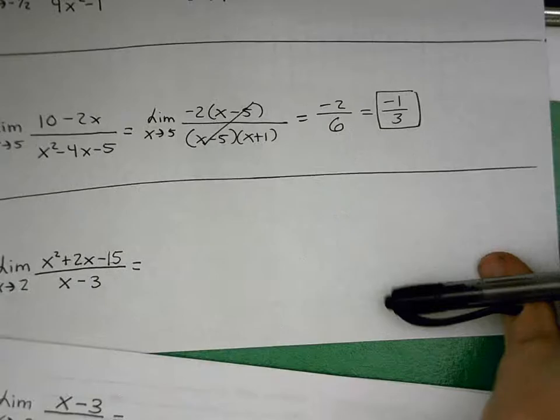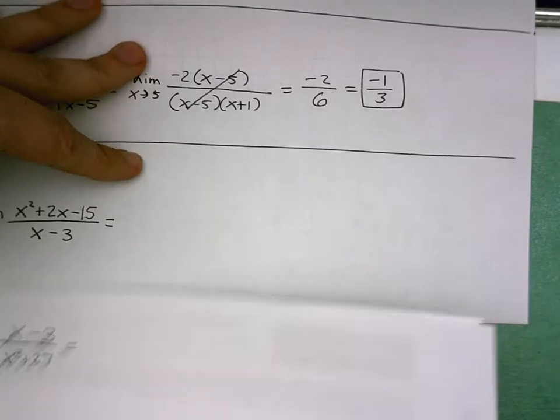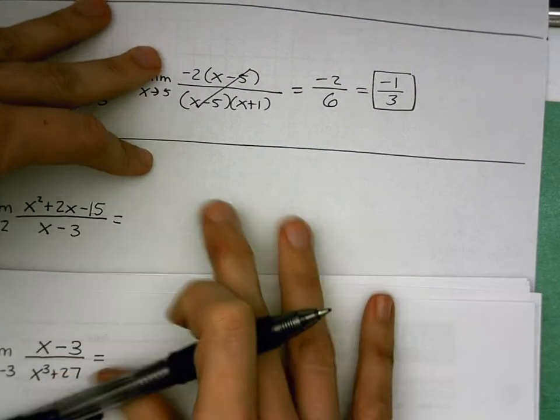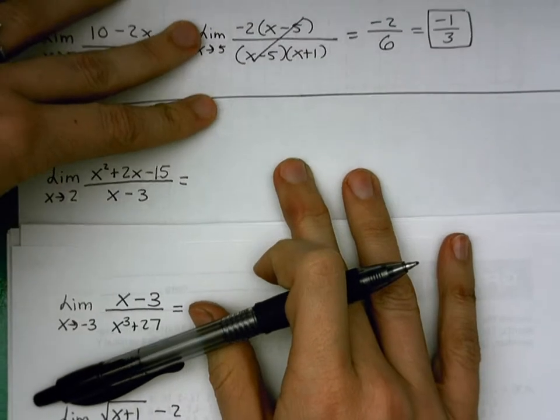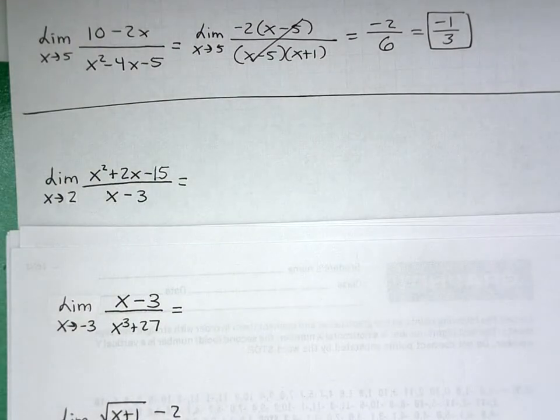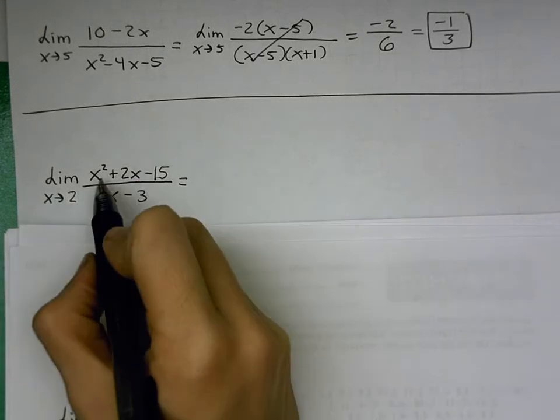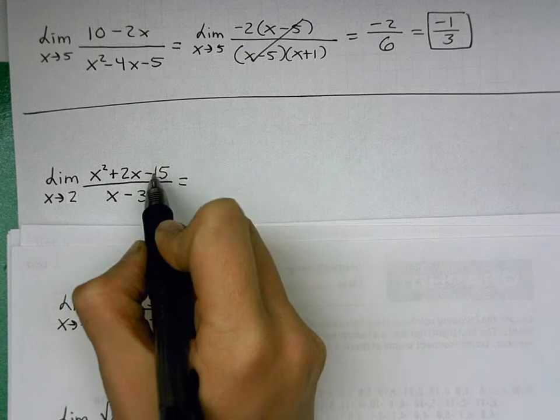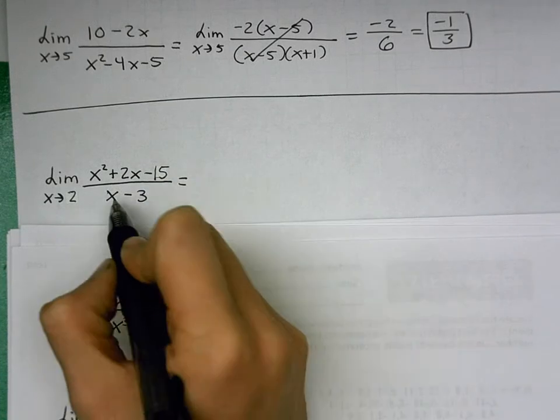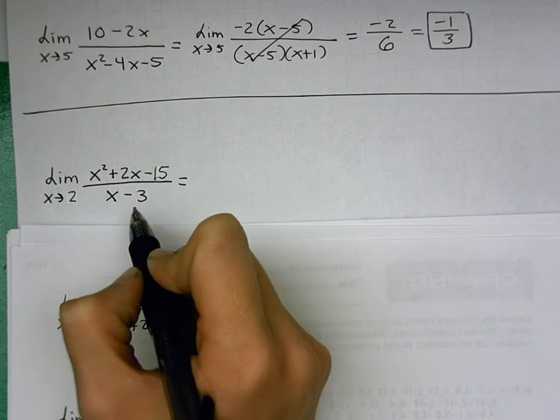Next up, we've got these two. Okay, so go ahead and pause the video, give this one a shot, restart it when you are ready. Okay, for this one, there's actually a couple of different options you have for yourself here. Technically speaking, when I plug in on this one, I don't get 0 over 0. I get 4 plus 4, which is 8, minus 15, which is negative 7, over negative 1, which is 7.